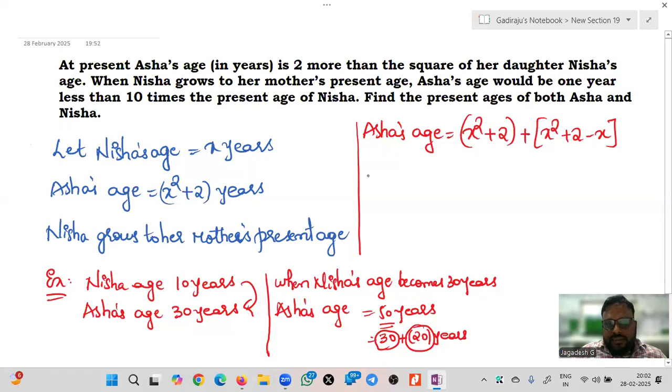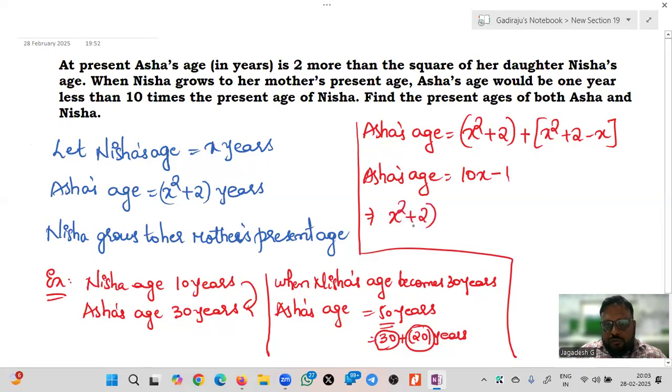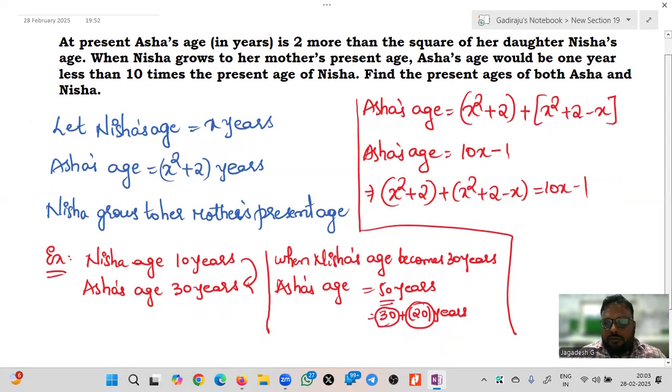So at that instance, Asha's age will be 1 year less than 10 times the present age of Nisha. The present age of Nisha was x, 10 times will be 10x, and 1 year less will be 10x minus 1. So in both cases we are representing the same thing, Asha's age. That means you can write x square plus 2 plus x square plus 2 minus x is equal to 10x minus 1. Now from here you have to solve it to get the value of x.